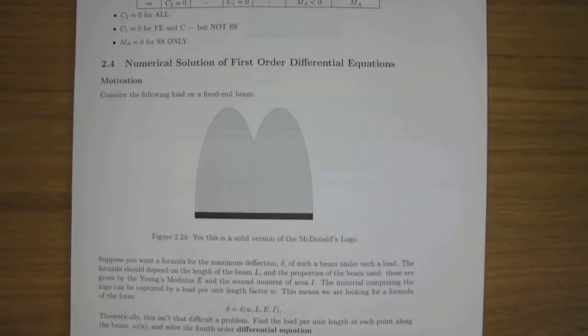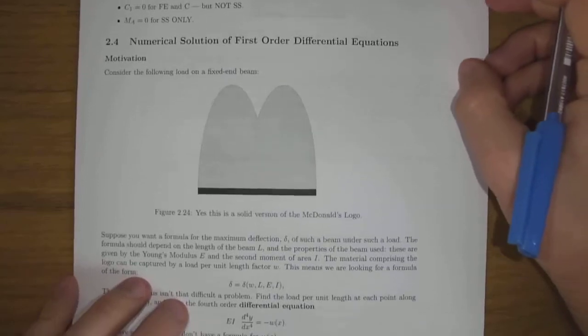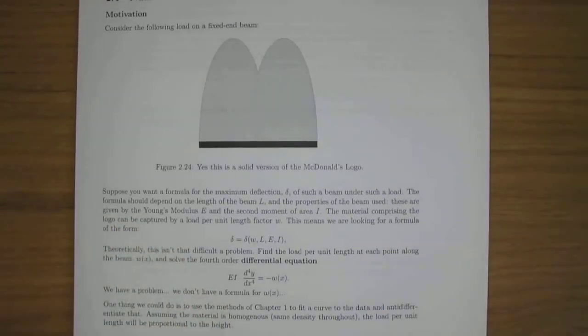Okay, so consider this load on a fixed end beam. Suppose you want a formula for the maximum deflection of such a beam under such a load. The formula should depend on the length of the beam and the properties of the beam, which are captured by E and the second moment of area. The material comprising the load can be captured by a load per unit length factor. This means you're looking for a formula for the maximum deflection in terms of the material here.